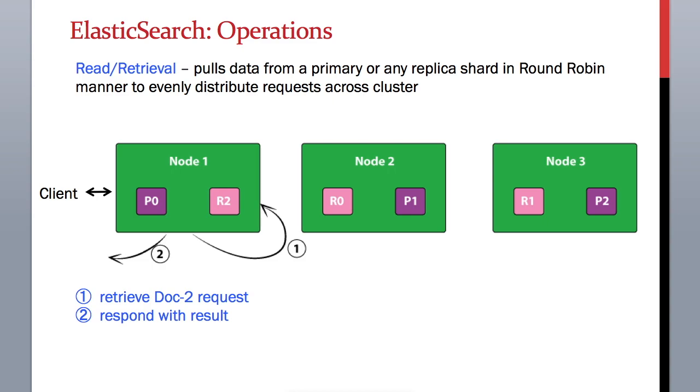Also, next time the request for the same document comes, it will go to the next node which has either the replica or primary, to avoid any load on a specific node in the cluster. So you see, Elasticsearch is serving the request as soon as possible, and also it is making sure that none of its nodes are getting overloaded by the requests for the same documents.